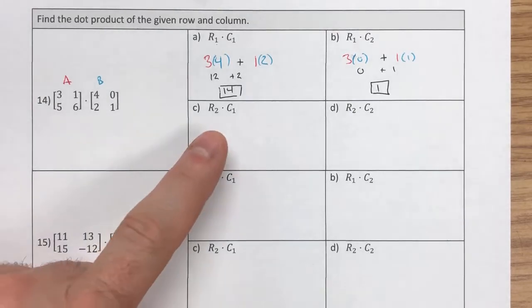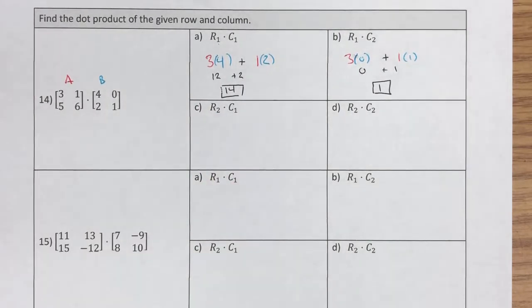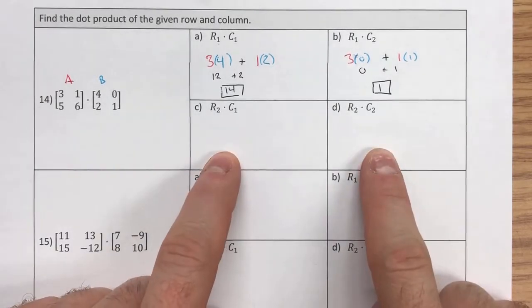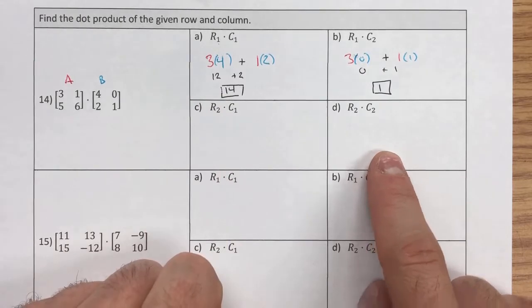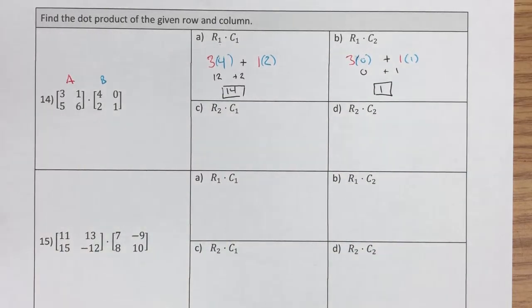Perfect. So then if I go to C and D, what I want you to do is pause the video, unpause it when you're done, and see how well you do with finding the dot products of row 2 and column 1, and then row 2 and column 2. Okay, so let's see how we did here.